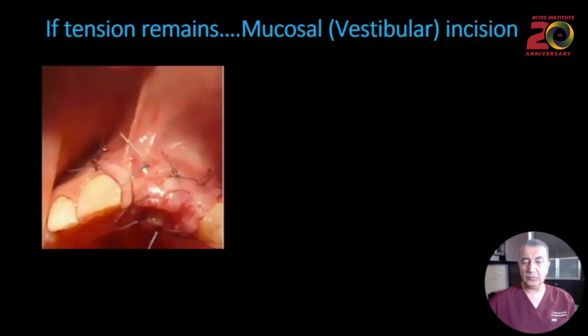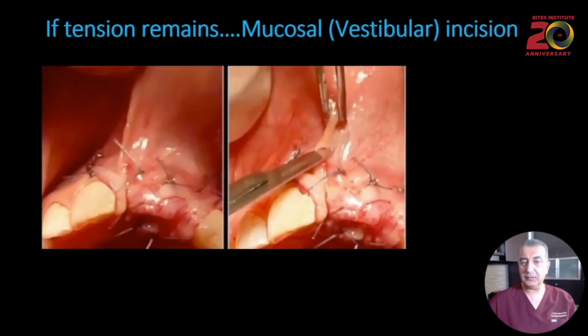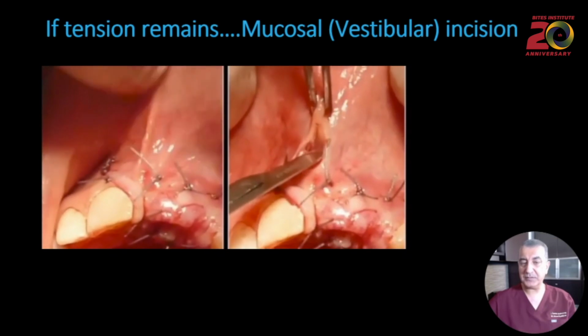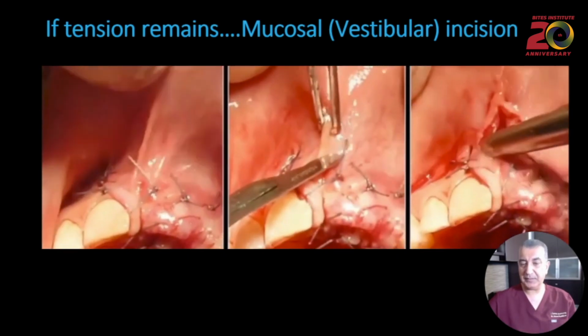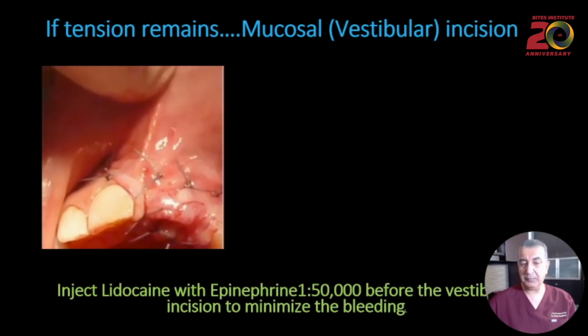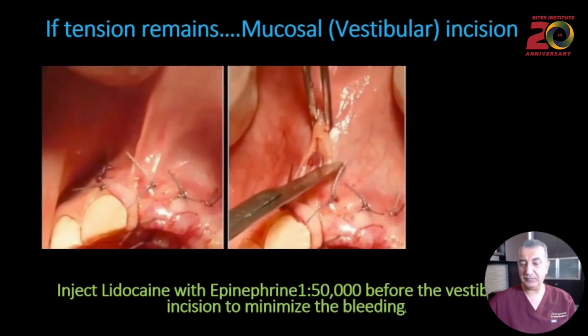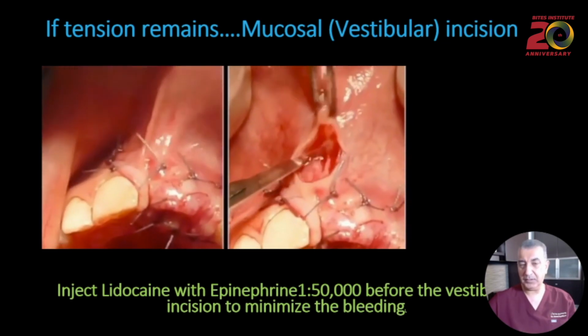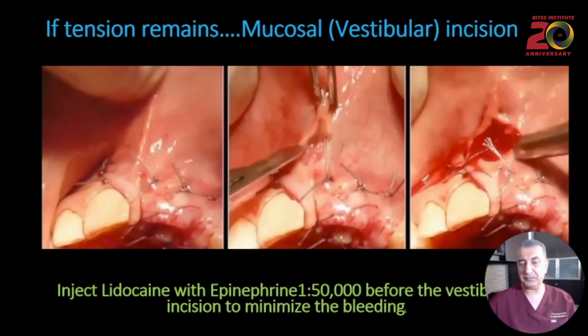In such a scenario, what if the tension remains? Simply by bringing a blade and making a mucosal or vestibular incision to relieve the pressure and the tension from the flap. We simply inject some lidocaine with epinephrine 1:50,000 before the incision, just to minimize the bleeding that may happen after.